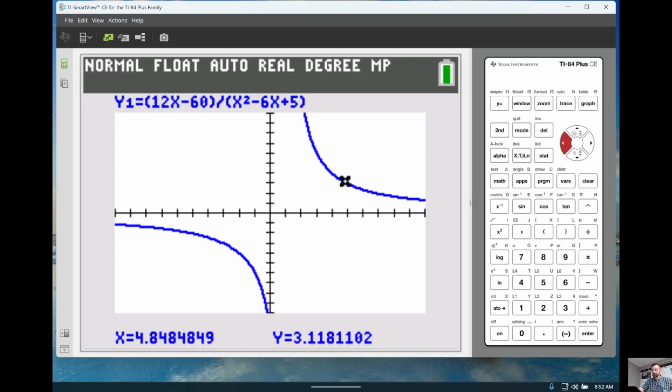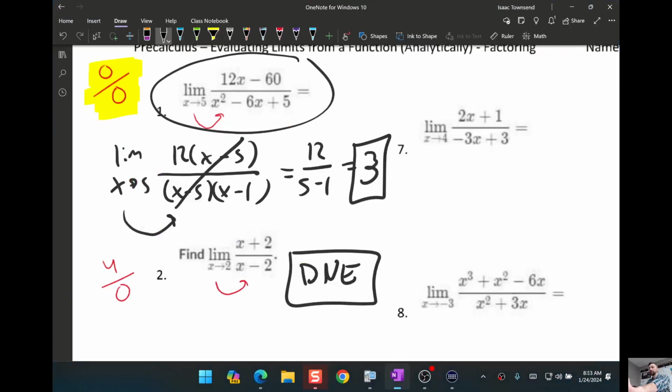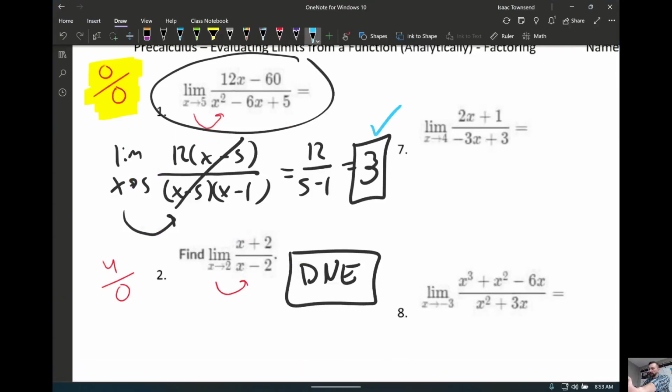So move your cursor a little bit to the left. As x approaches 5 from the left, it looks like the y value is getting close to 3. Move your cursor a little bit to the right of 5. So as x approaches 5 from the right, it looks like the y value is approaching 3. And if it's approaching 3 from the left and 3 from the right, the limit is 3.